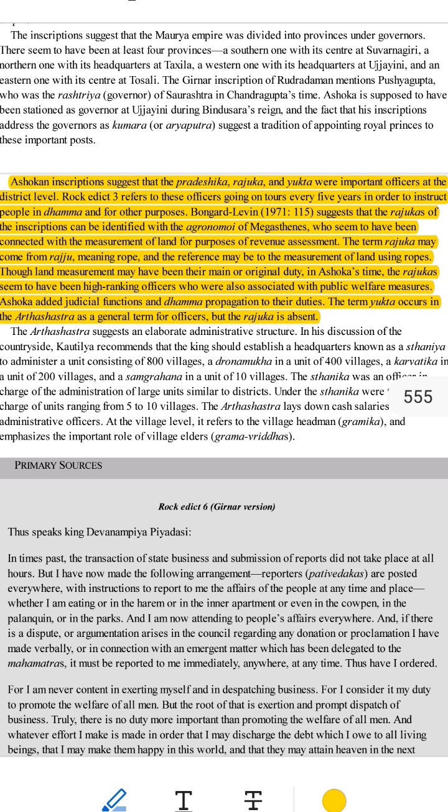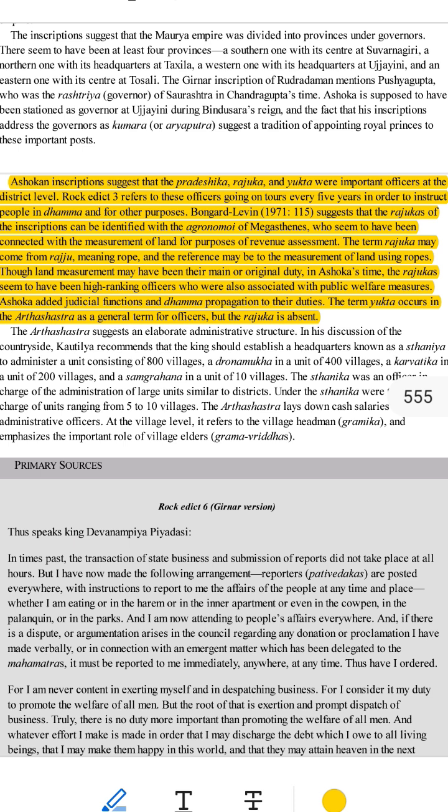5. Pradeshika and Yukta. Now let's talk about the Pradeshika and Yukta. Pradeshika. They were like managers of the district. They made sure that everything in the district was running smoothly and that the king's orders were followed. The Yukta were like general helpers. They assisted with different tasks, like managing resources or collecting taxes.